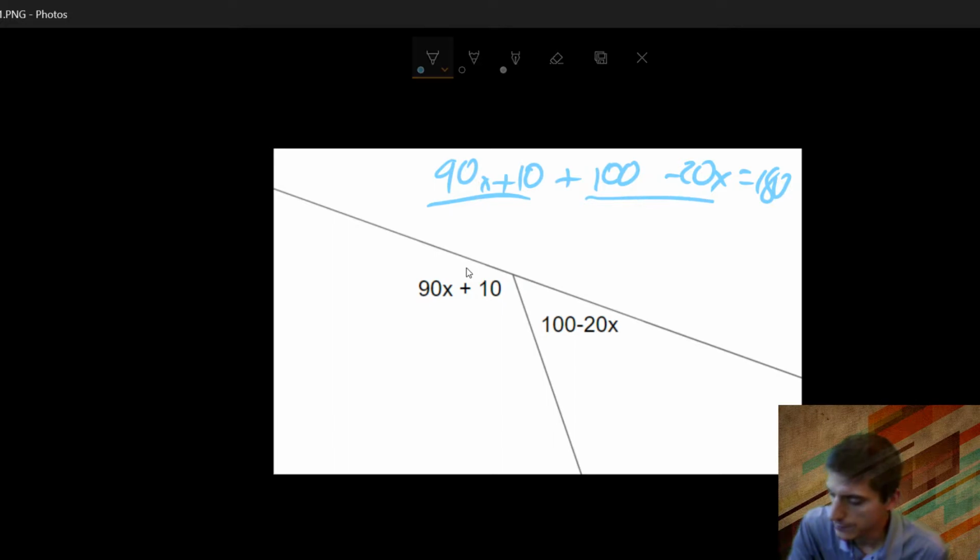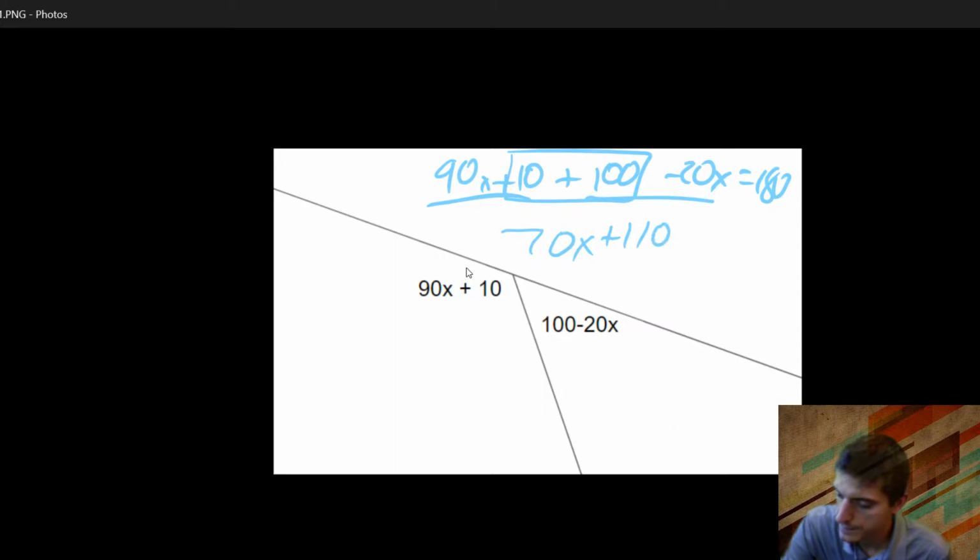So all that's left for me to do is solve the equation. I'm going to combine like terms. My x's I'm going to combine together. So 90x and negative 20x is 70x. 10 and 100 is 110. Subtract 110 from both sides. And I get 70x is equal to 70. So x must be 1.